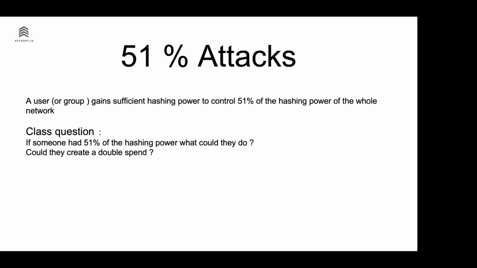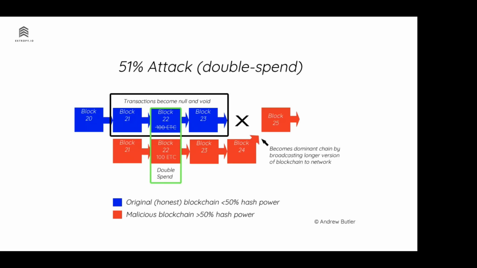So 51% attacks certainly have happened. And it is something that people who design blockchains, such as Ethereum and Bitcoin, have to be aware of. They have been done mainly on other blockchains, such as Ethereum Classic. And that's what I want to explain about now. And this is an actual attack that happened on the Ethereum Classic blockchain.